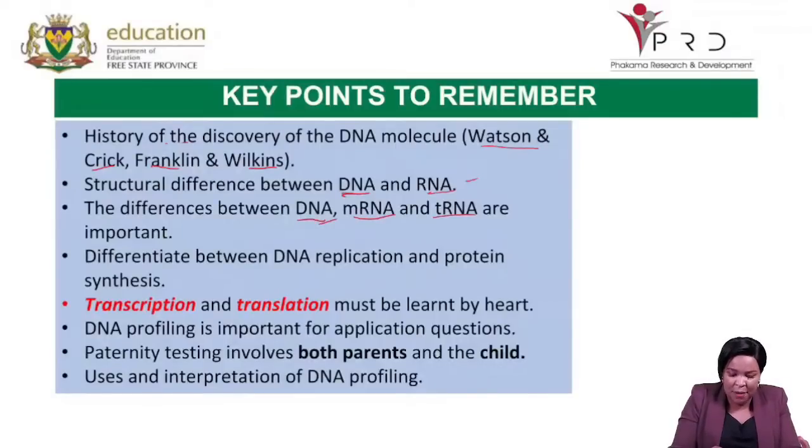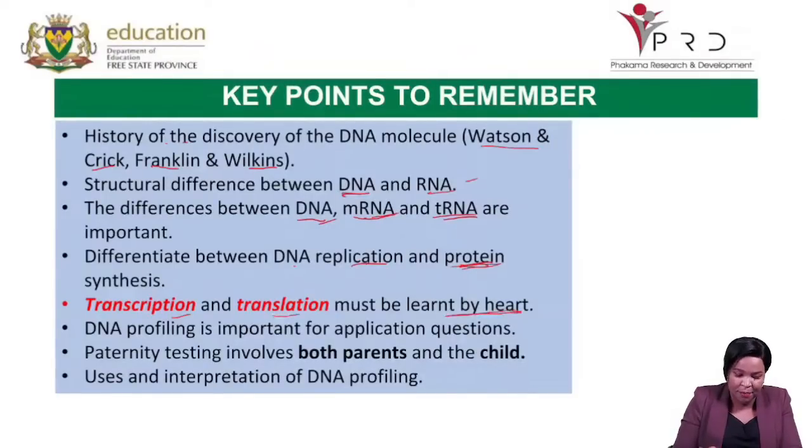DNA where you find it, mRNA where you find it, tRNA where you find it. Then they differentiate between DNA replication and protein synthesis. Remember when we were talking about replication, we talk about two strands forming a template, but with protein synthesis, only one strand acts as a template to form mRNA. Then transcription and translation, you must learn those off by heart.